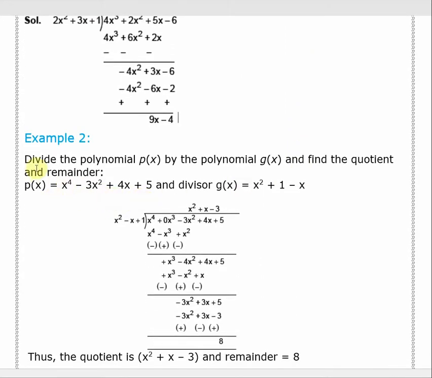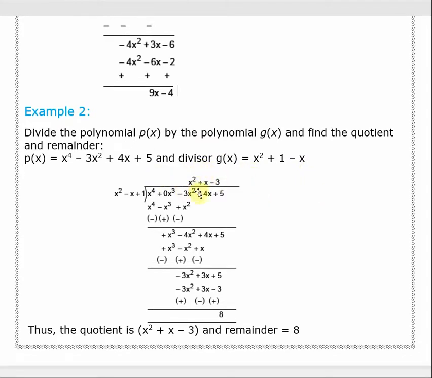In the next example, divide the polynomial p(x) by the polynomial g(x) and find the quotient and the remainder. This is also the same kind of sum. Here we have to find out the same thing. So we do the division by the same method, the usual method. First x² is coming as quotient, then x⁴ is coming over here, and x² times −x is −x³, x² times 1 is +x². So the subtraction will eliminate this x⁴.